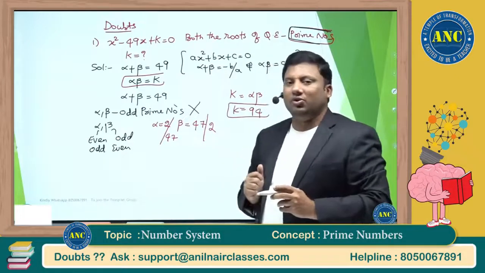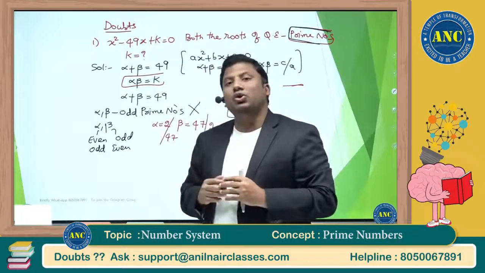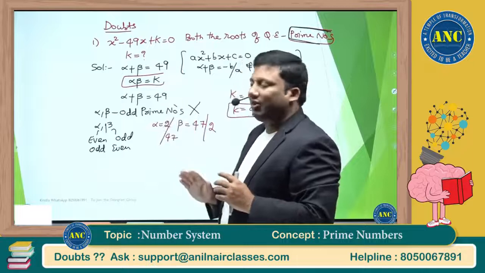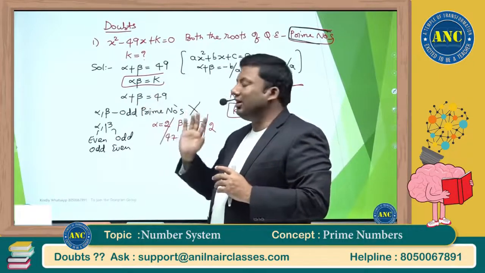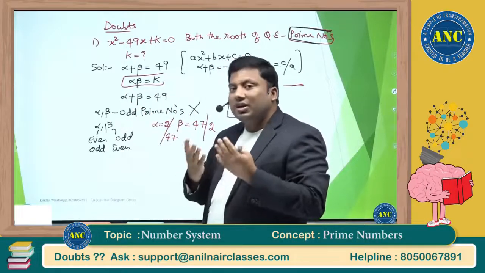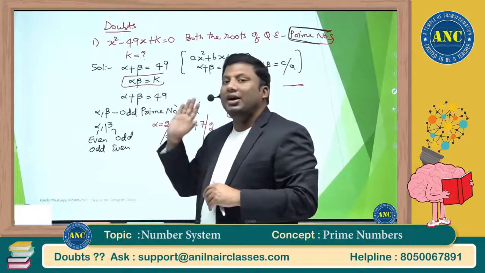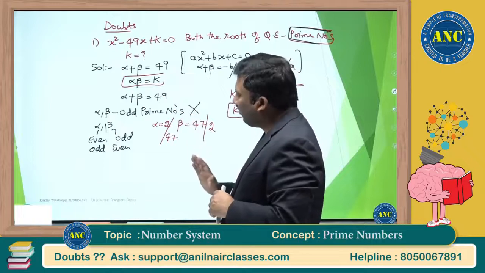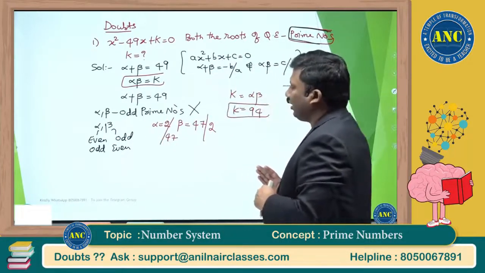I hope the student who asked the doubt understands: you don't need to enumerate here. If you use the basic number theory concept, the sum of the roots is 49, an odd number. Odd plus odd is an even number, and even plus even is also even. So one has to be odd and another has to be even. So the answer for this question is alpha is 2, beta is 47.